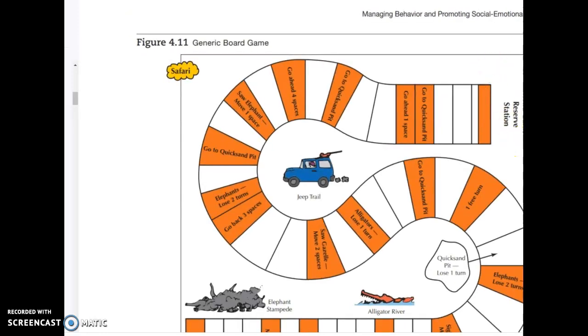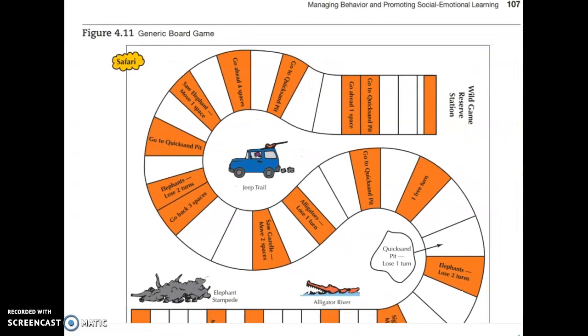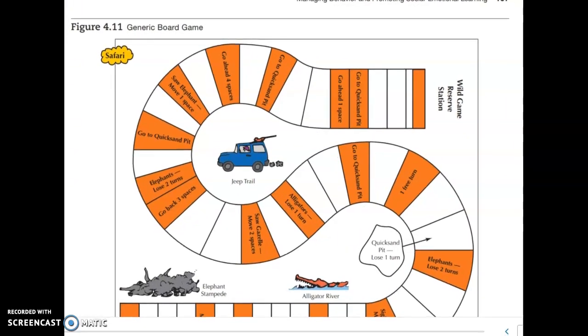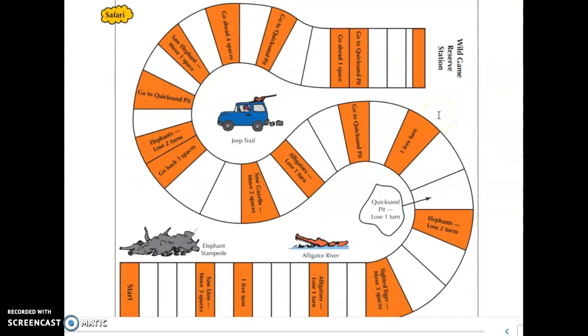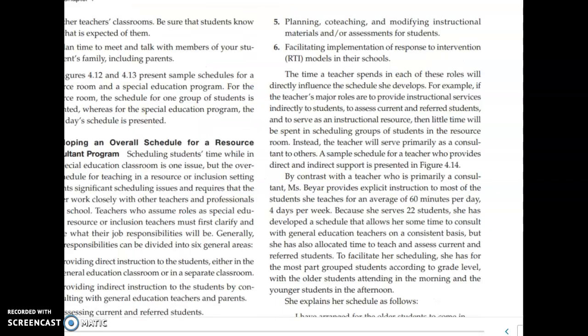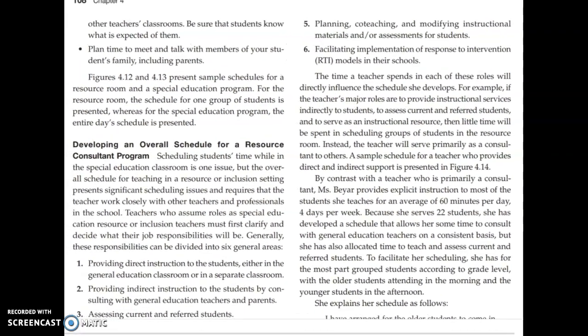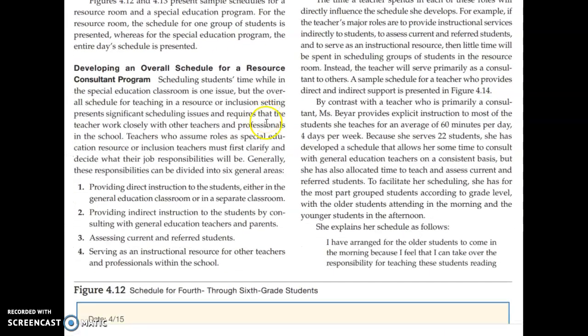Okay, so on page 107, here is that generic board game that I was talking about. So you could really adapt this to anything, to content areas, anything. You could use file folders to make the board game, to use as your game board, I guess, and whatever you have could be little markers and stuff like that. Okay, so that's one thing. That's just a generic board game. And then also pages 108 through 110 have some more suggestions.